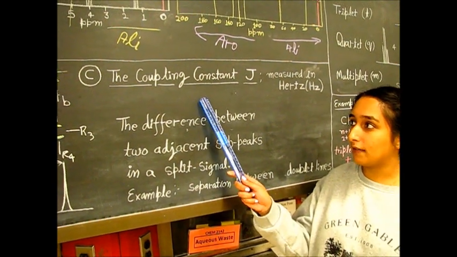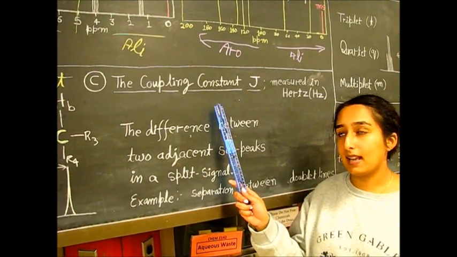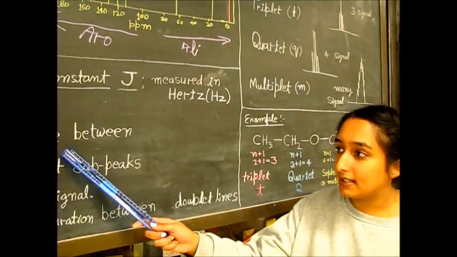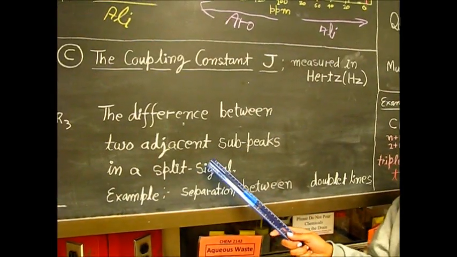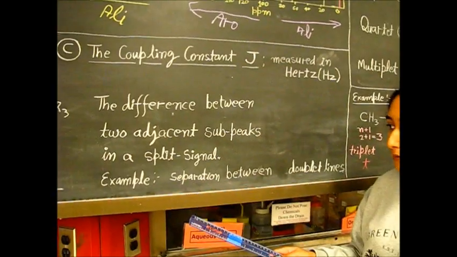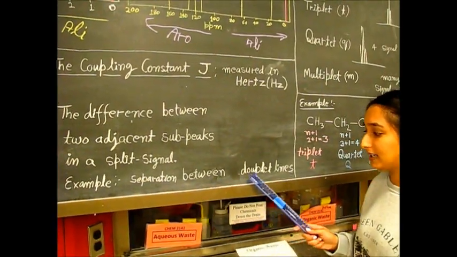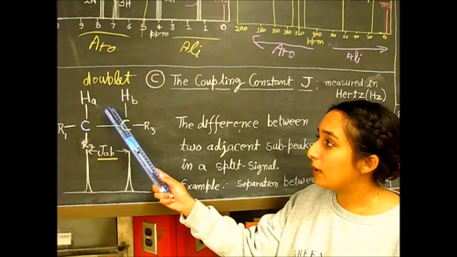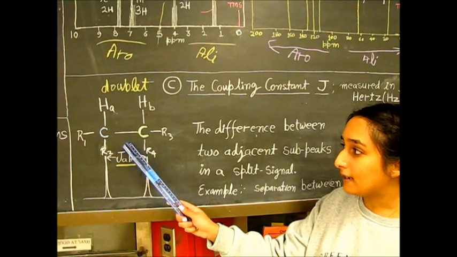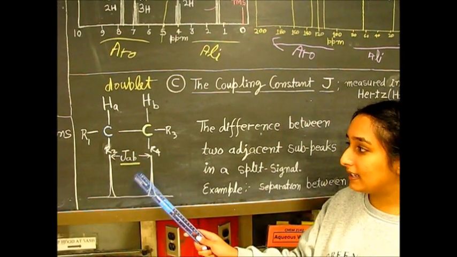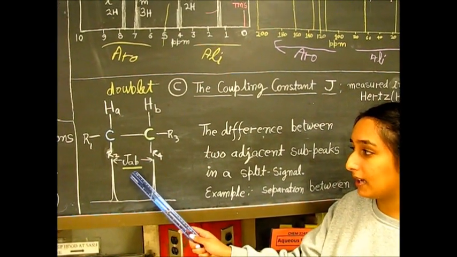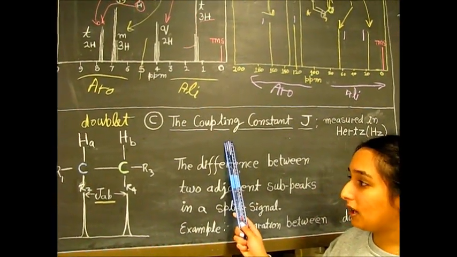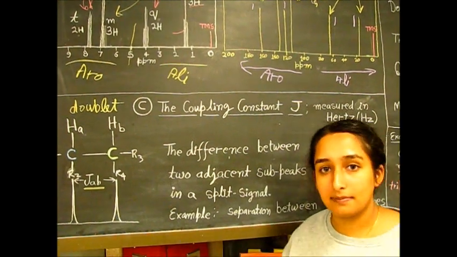The third term we will go over is the coupling constant, represented by capital J. It is measured in hertz, and it's basically the difference between 2 adjacent subpeaks in a split signal, for example, the separation between doublet lines. Here we can see 2 different hydrogens which are in different environments and on adjacent carbons. The distance between the 2 peaks in the doublet is represented by J AB, and this is the coupling constant of this doublet.